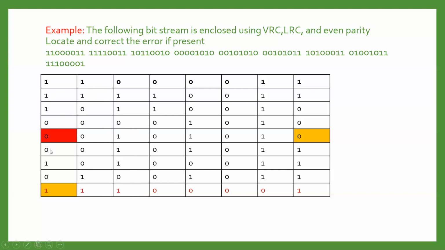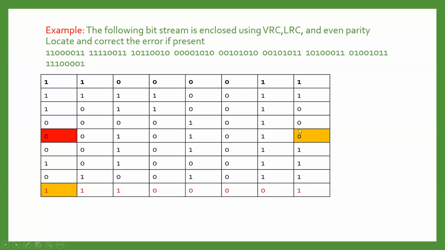1, 2, 3 and 4. So total even number of ones are available in this column, right? So parity should be 0 here, but we have received 1. That means something went wrong in between the transmission at this position. We need to write 0 here, but we have received 1. That means something is wrong here. Okay. So for now, we have found error at 2 positions: in VRC here and in LRC here.